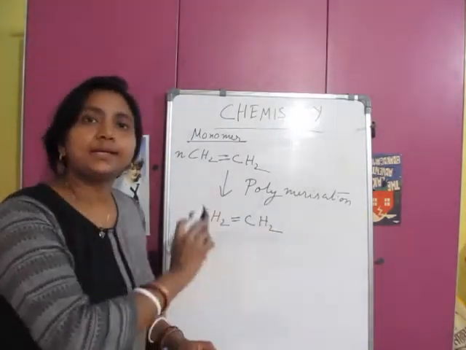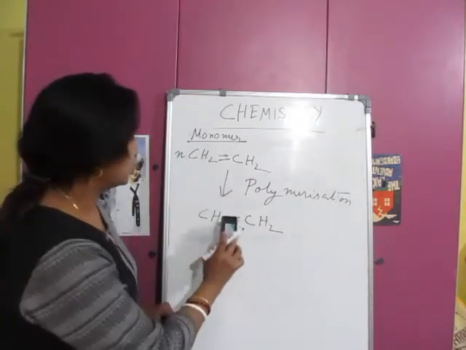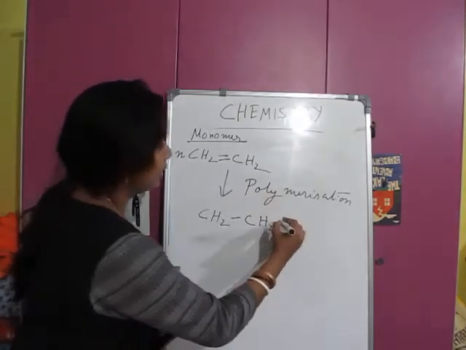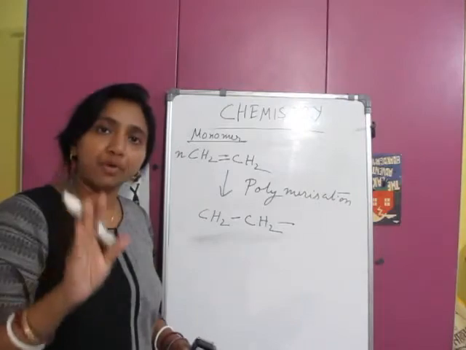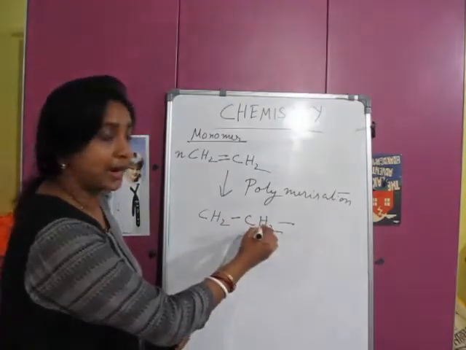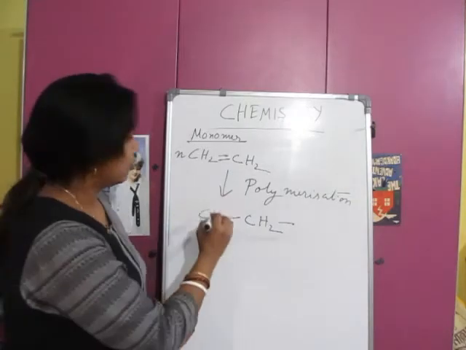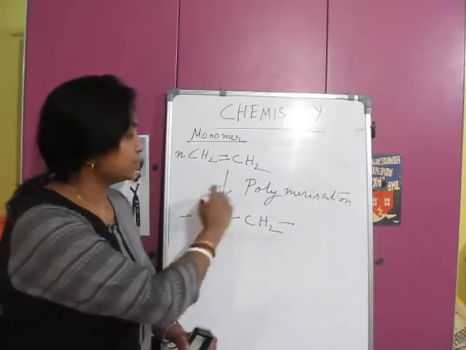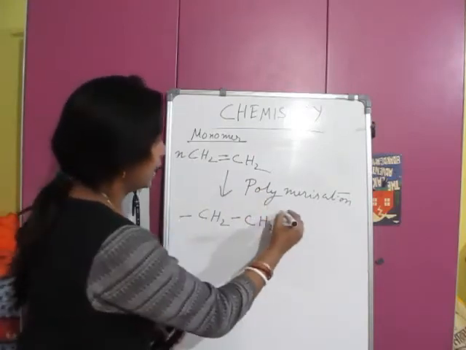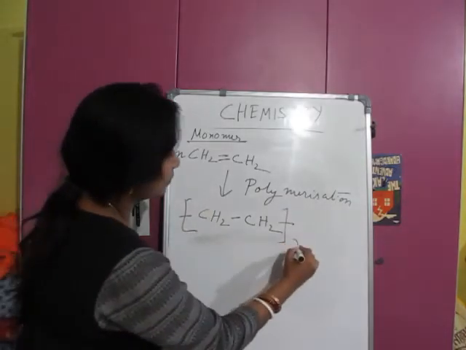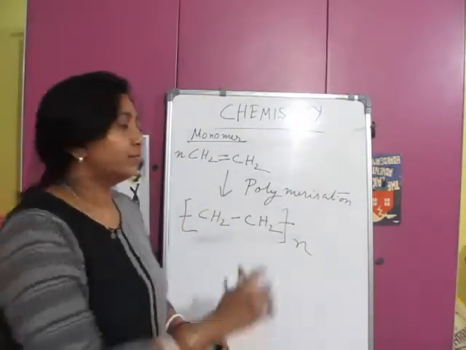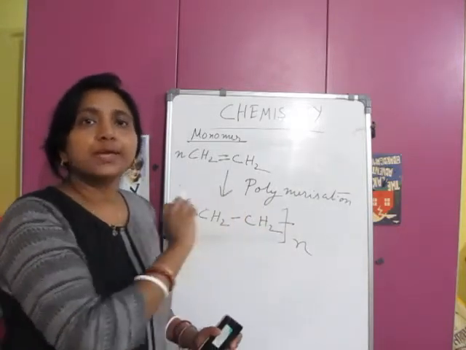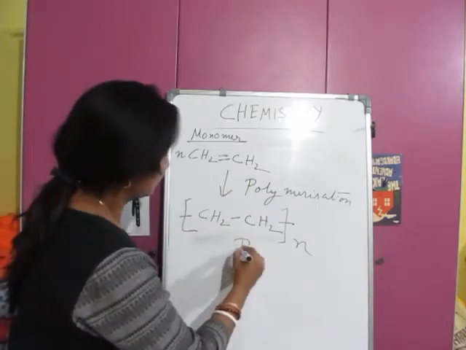Now, to make it the repeating unit, the first step is to remove the double bond. Then this carbon will have another hand, because you know that carbon has 4 hands. So 1, 2, 3 for 2 hydrogen, it is the another hand. For this carbon, 1, 2, 3, it is the another hand. This one is called the repeating unit. Now you have to write here N. So N number of ethylene will be combined by the bond and we get the polyethylene structure.